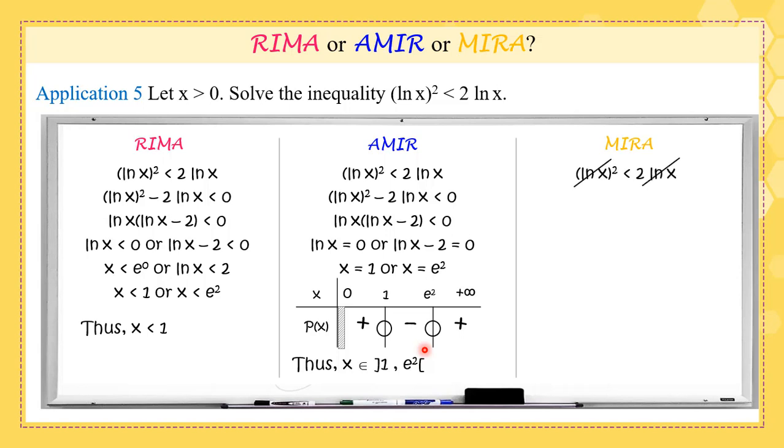Mira cancelled ln x and ln x. What remains? ln x is smaller than 2, so x is smaller than e squared. Now x is greater than 0 from the domain of definition, and x is smaller than e squared. This means that x is between 0 and e squared. Now, which method is correct, which method is not? I think Amir's method is the correct one. Pay attention, we cannot eliminate in case we have an x, especially when we have inequalities, and the first one is totally wrong.